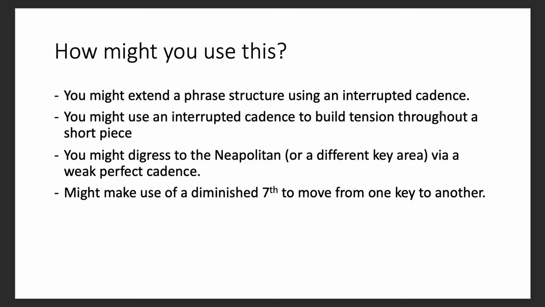So, for instance, in a GCSE or an A-level composition, you might think about using an interrupted cadence to build tension and then release that tension by landing on a perfect cadence a few bars later. You might think about digressing to the Neapolitan via a weak perfect cadence. So I think we had a 5/7, a 5/7D going to 1B in C major here. Or you might make use of a diminished seventh to move from one key to another.